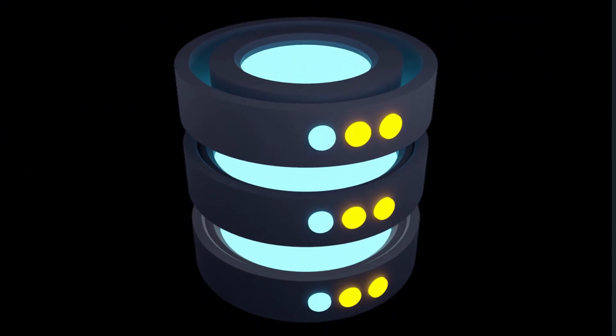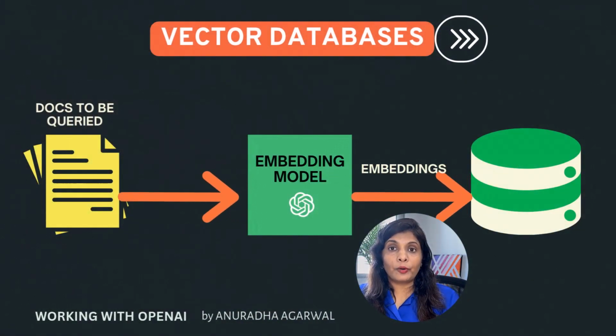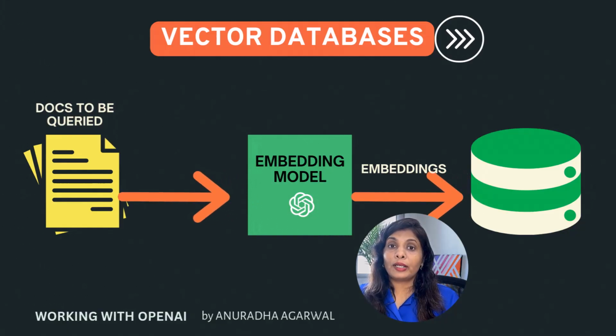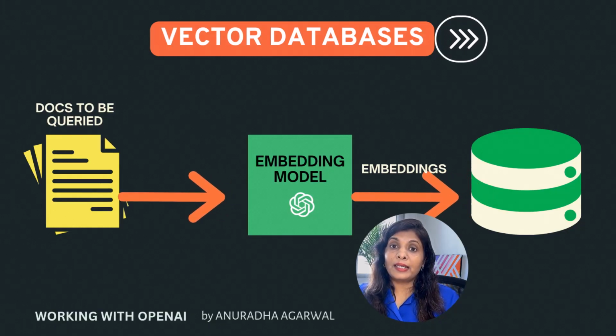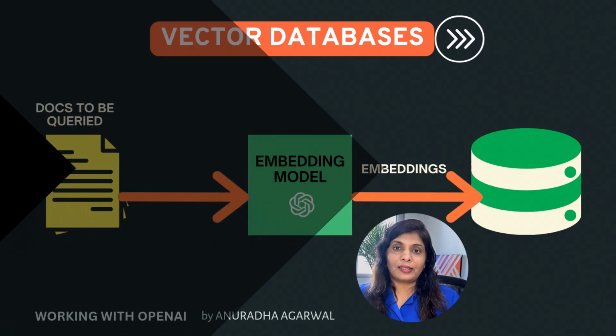And here come vector databases. In a vector database, embeddings are pre-stored and don't need to be recreated for each query. Similarity searches are handled quickly and efficiently. The architecture is built to scale for large datasets.